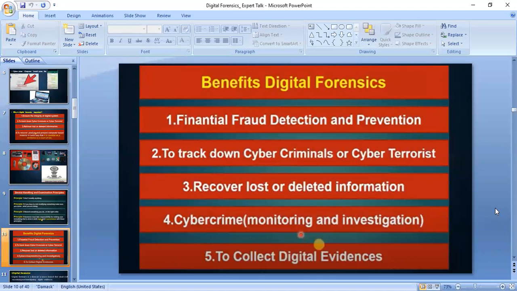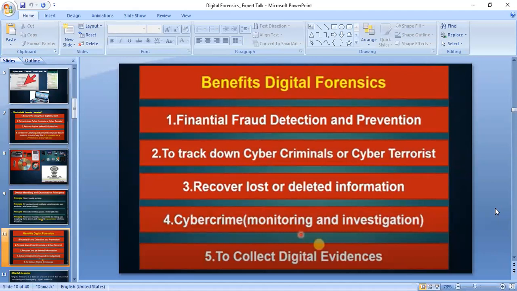With the help of digital forensic techniques, tools and methodology, we are able to track that particular criminal. The third thing: in digital forensics, by using Autopsy and the ProDiscover forensic tool, we are able to recover deleted history or deleted information. The information may be in the form of images, WhatsApp chats, audio, video, or any other type of data. We are able to recover the lost data. This is the third benefit.